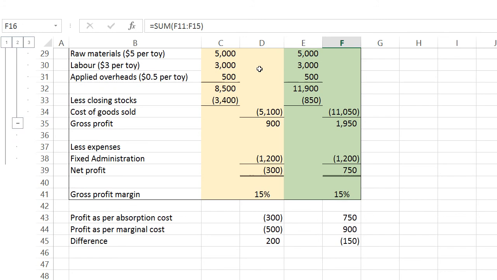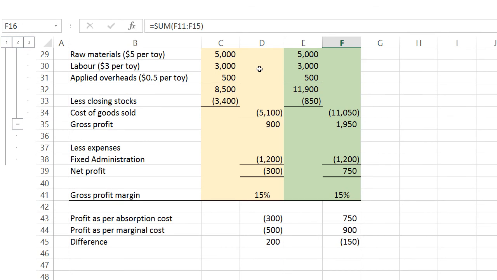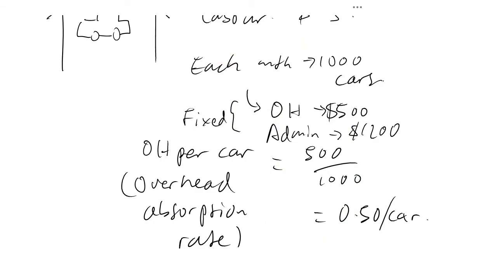Right. So as you can appreciate here, the difference between the marginal cost and absorption cost methods will always be present so long as there are opening and closing stocks. And the difference between the two is mainly due to the difference in the stock values, right? Which results in the final difference of 150. Right, so that is the main thing which I've talked to you about.